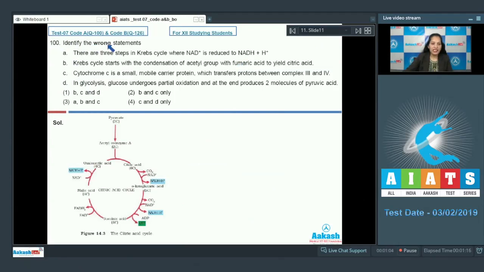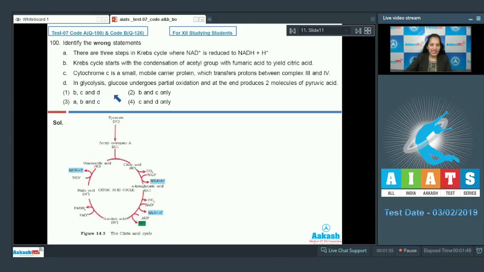Question number 100. Identify the wrong statements. A. There are 3 steps in Krebs cycle where NAD plus is reduced to NADH plus H plus. B. Krebs cycle starts with the condensation of acetyl group with fumaric acid to yield citric acid. C. Cytochrome C is a small mobile carrier protein which transfers protons between complex 3 and 4. D. In glycolysis, glucose undergoes partial oxidation and at the end produces 2 molecules of pyruvic acid.